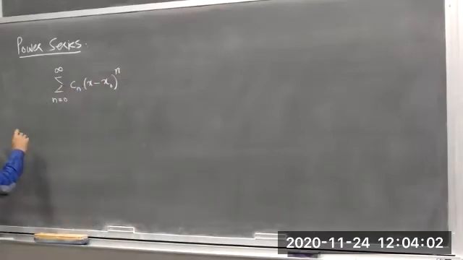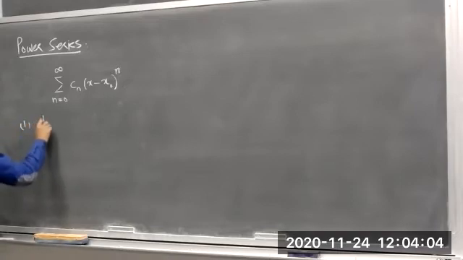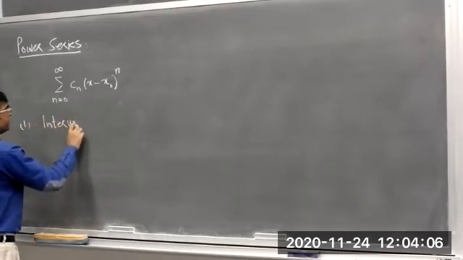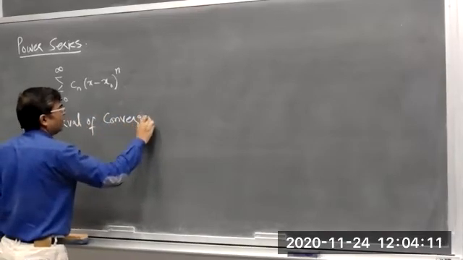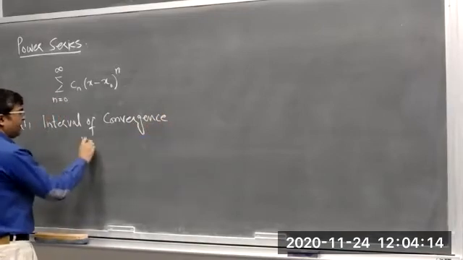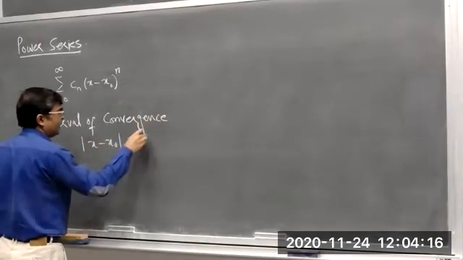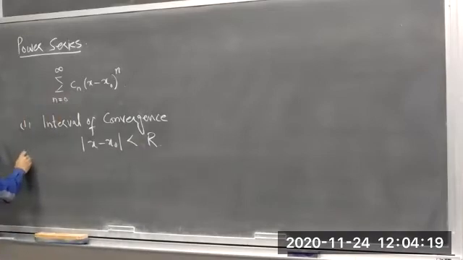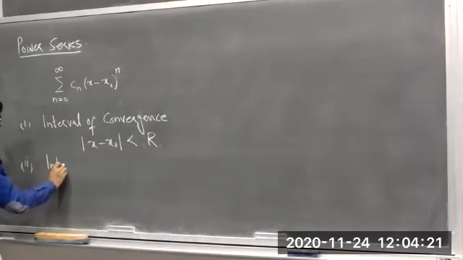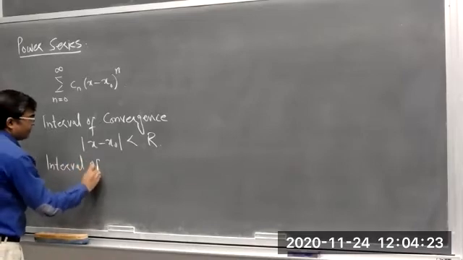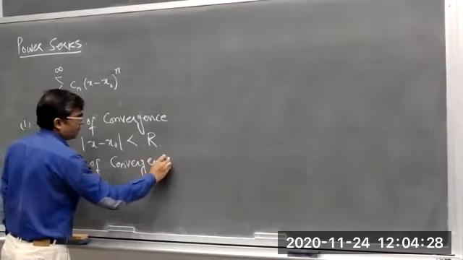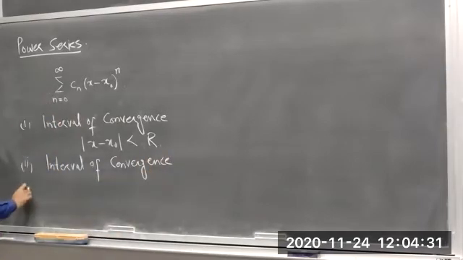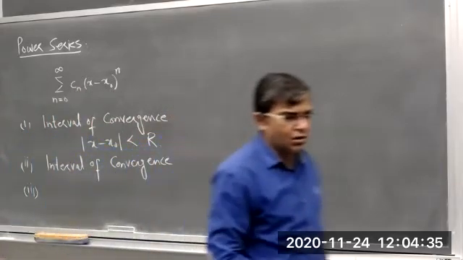we discussed what is the radius of convergence, or what is the interval of convergence of a power series. The interval of convergence was basically |x minus x naught| less than R, where R is the radius of convergence of the power series. And we also discussed how to check whether the given series is convergent or not.